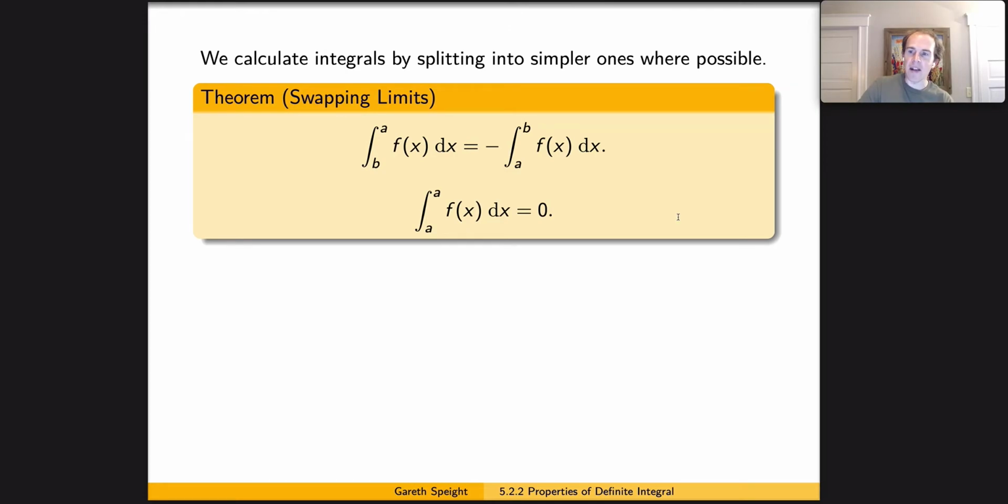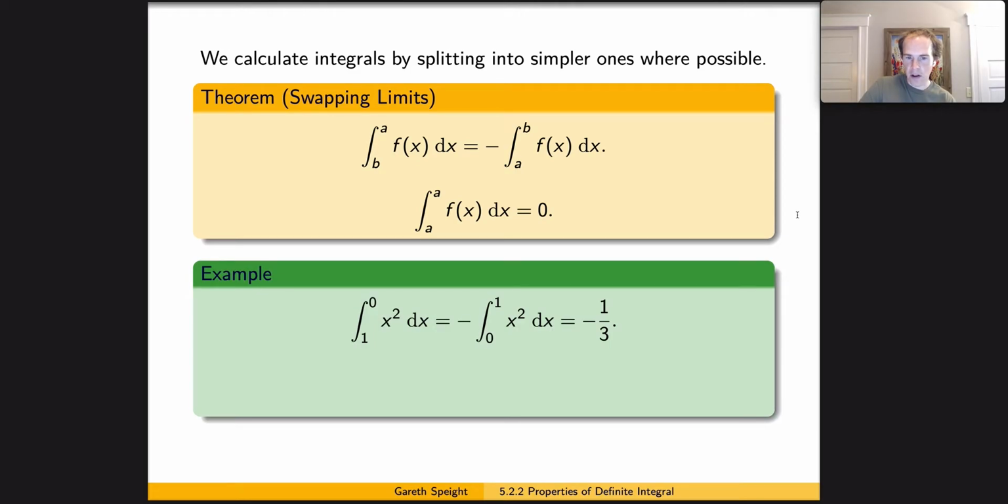If we integrate from a to a, we will get 0. It doesn't matter what our function is, you will always get 0. Why should it be true? You can either go back to the definition, or if you like to think in terms of signed areas, a signed area from a to a is not going to have any horizontal component, so the area for sure has to be 0.